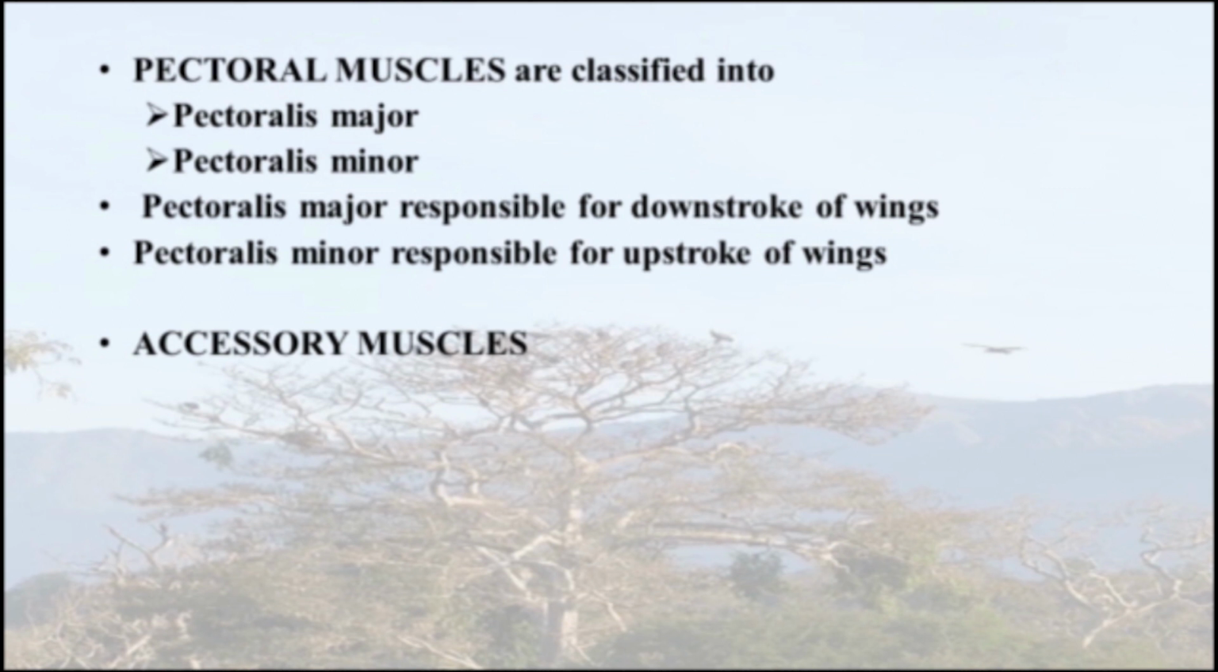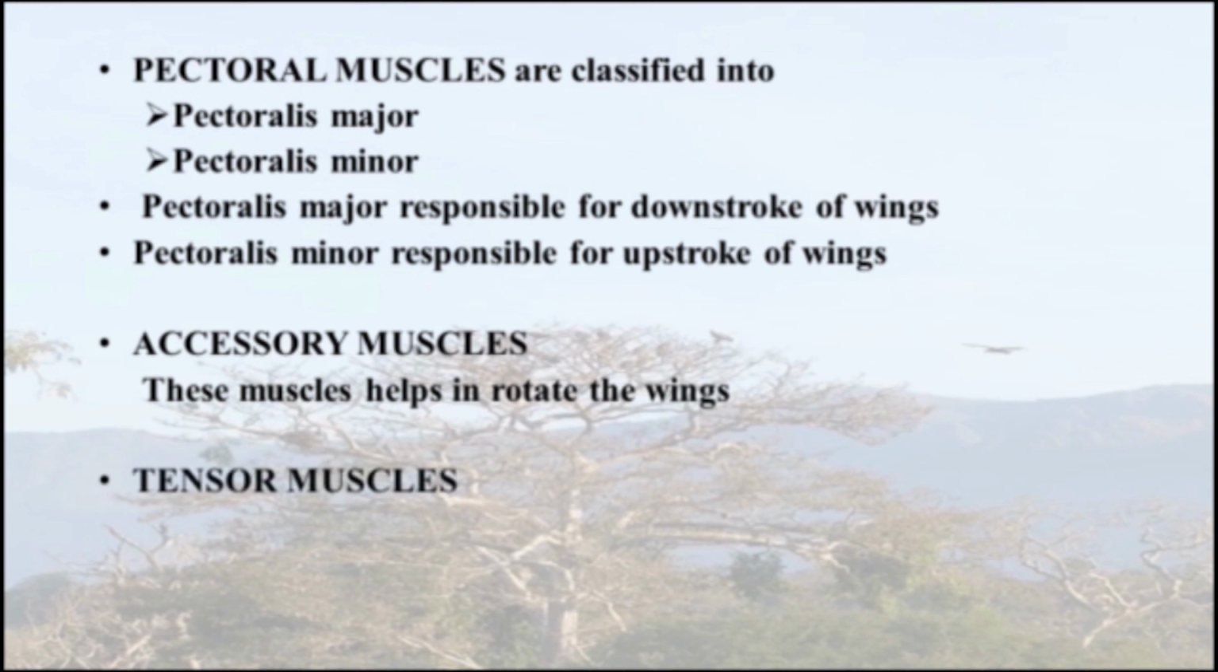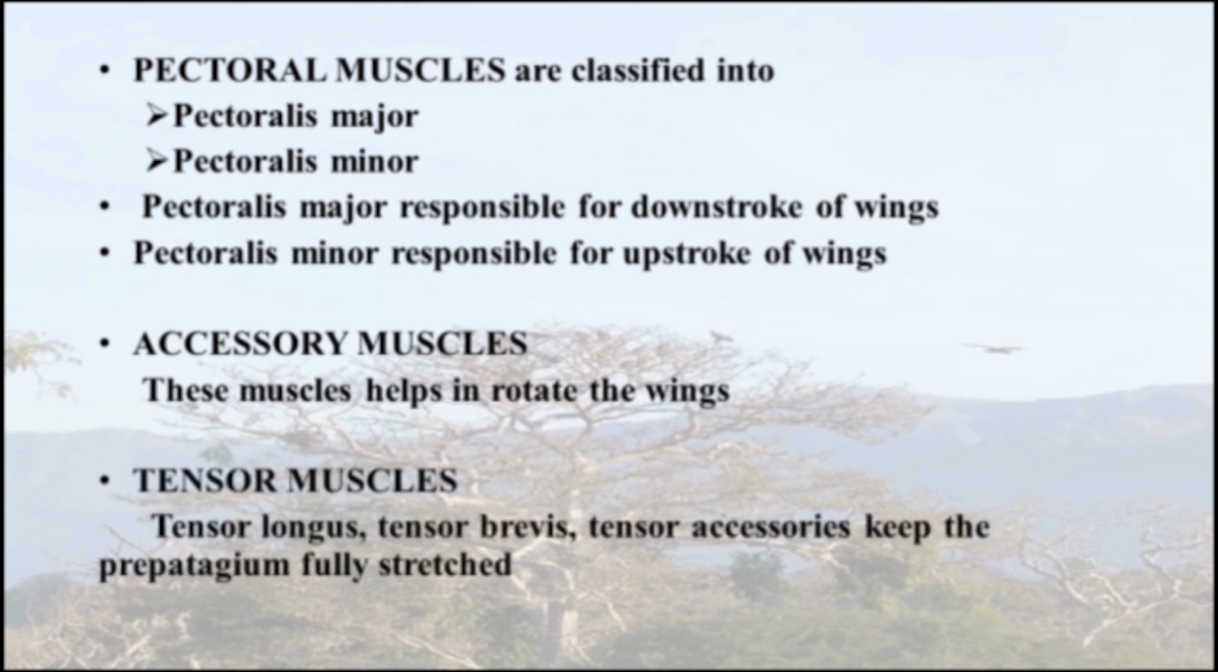Accessory muscle. Besides pectoral muscles, the accessory muscles also elevate or depress the wings during flight. These muscles help to rotate the wings and to stretch or fold the wings. Tensor muscle. Three muscles called tensor longus, tensor brevis, and tensor accessories keep the prepatagium fully stretched when the wing is extended in flight.